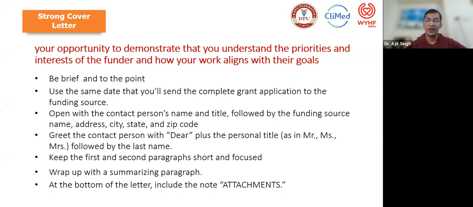Don't put rubbish things, don't put justifications, don't put the title of collaborators or whatever you're looking for, don't put those things at all. In the cover letter you should be very precise. Title of the project followed by funding source name, address, city, starting with the contact person, then two short paragraphs, one summarizing paragraph at the end, and then over.